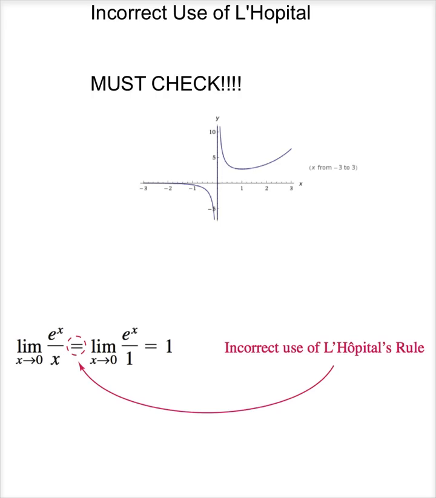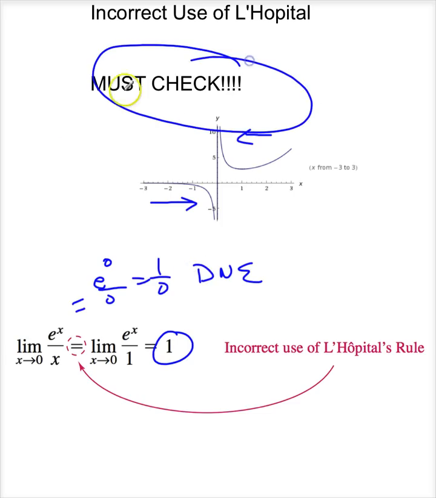Now, before we go on, we have to check. If I'm looking at the limit as x goes to 0 of e to the x over x, as I put in 0, this is going to be e to the 0 over 0. So this is 1 over 0, and so this does not exist. I can tell that by looking at the graph: as x approaches 0 from the right, the limit is positive infinity, while as x approaches 0 from the left, it's negative infinity. I can't just go, oh, it's L'Hopital's rule, so I'm just going to take the derivative and get the limit of 1. So make sure you check.